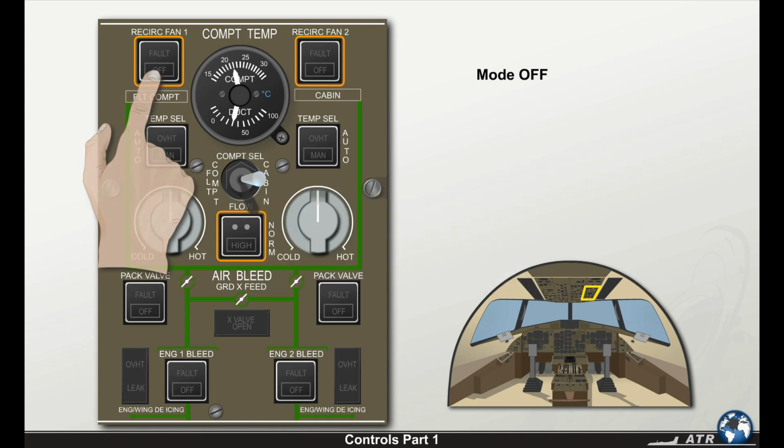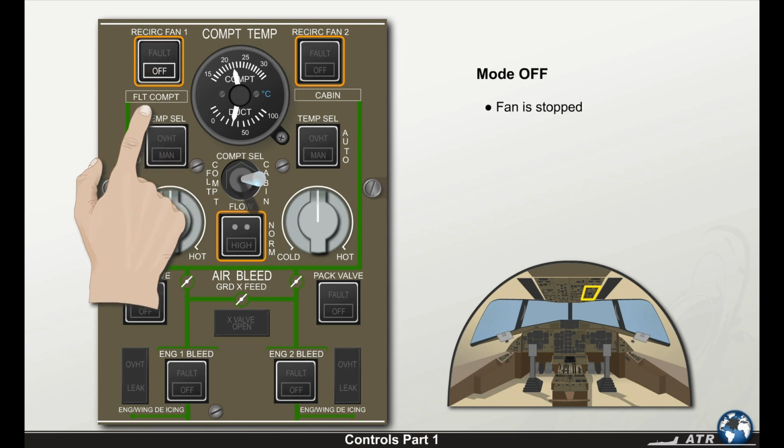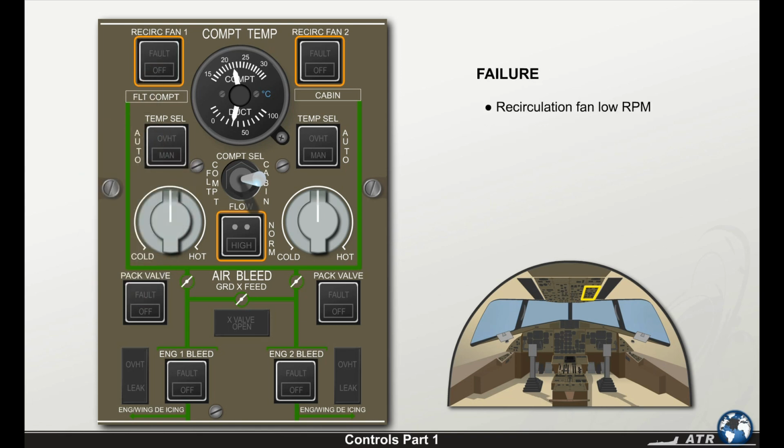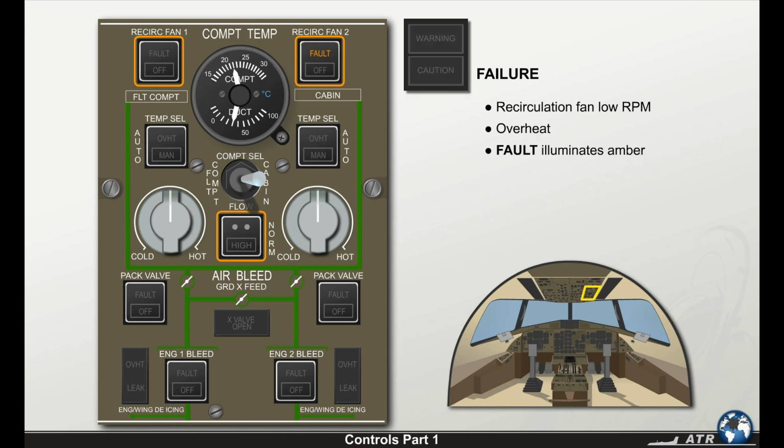In mode off, the fan is stopped. All the air in the aircraft is now supplied by the packs without any recirculation. The off light illuminates white. In case of a recirculation fan low RPM or overheat, the fault light illuminates amber and the CCAS is activated.